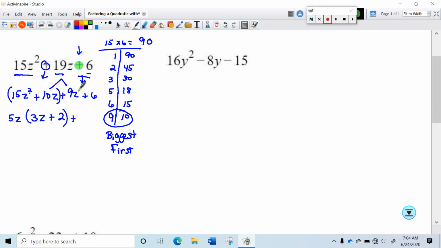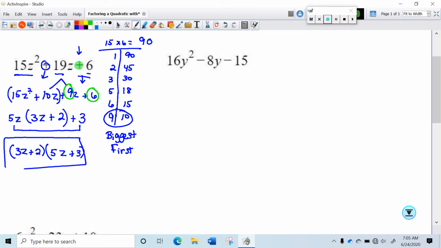Now, here's the situation. I don't make parentheses around the next two. I just look at the numbers, and I don't worry about the sign. So I'm just looking at 9 and 6, and I say, what's the biggest number I can divide those by? Well, the biggest number I can divide those by is 3. So now I'm going to write down what's in the parentheses. And then everything that's not in parentheses, they have to go together. So 5z plus 3, and I'm finished. That is factored.